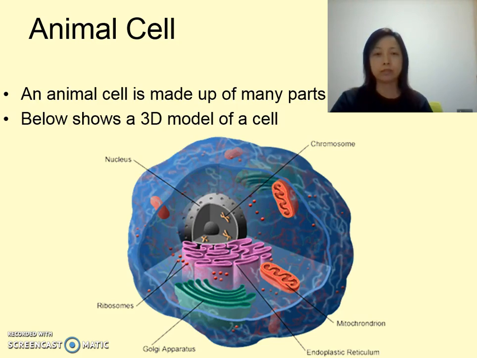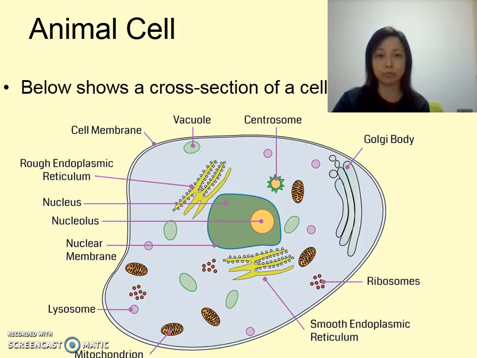You may think that based on the previous cell under the microscope that cells are flat, but they are not flat. This one shows the three-dimensional model of a cell. A cell, just like you, has length, breadth, and height. Let's look at what is inside the cell. Well, some of the parts are stated there. Let's see the cross-section view. Do you see that there are many cell parts?